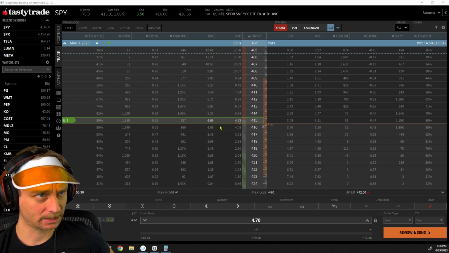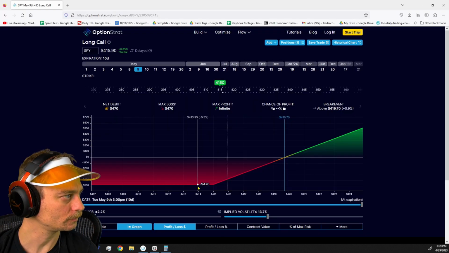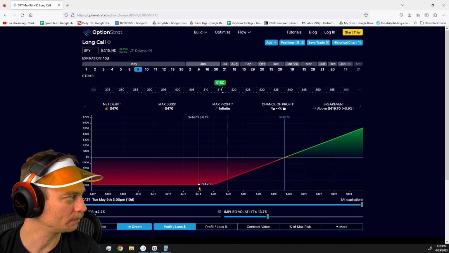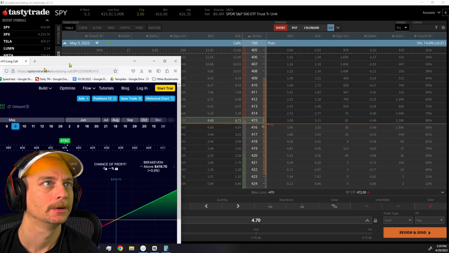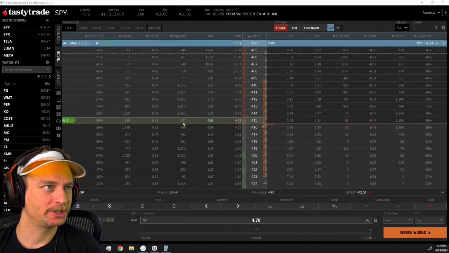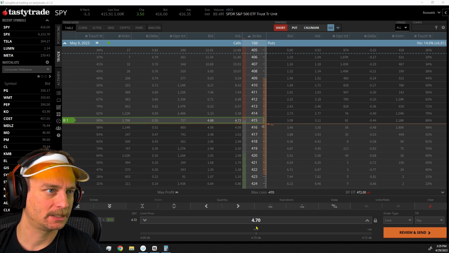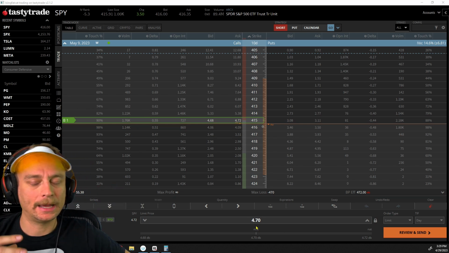Okay, but this is currently where the market is trading. So see this 470 out? It says minus 470 down here. And then it's 470 here. Again, that's what we submit our limit order buy at.